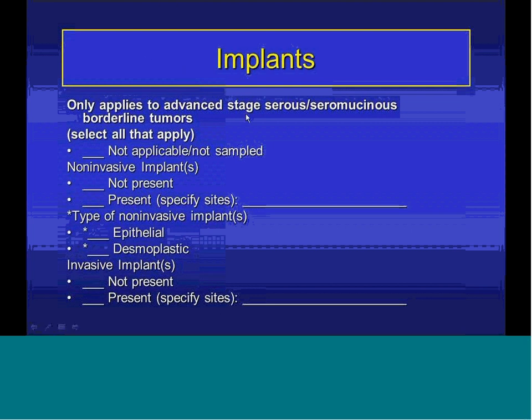Again, this will only be used when you're staging serous or seromucinous borderline tumors. The majority of these will be non-invasive implants. And in the non-invasive, it's important to determine whether those are epithelial or desmoplastic. And then the very uncommon invasive implants, which look like a true invasive adenocarcinoma. For example, the majority of borderline implants will be proliferations, atypical proliferations of serous tumors that are sitting very innocently, often in the omentum or in the peritoneum.